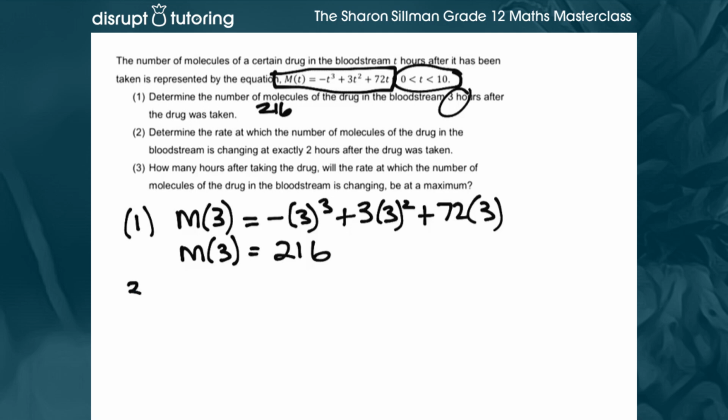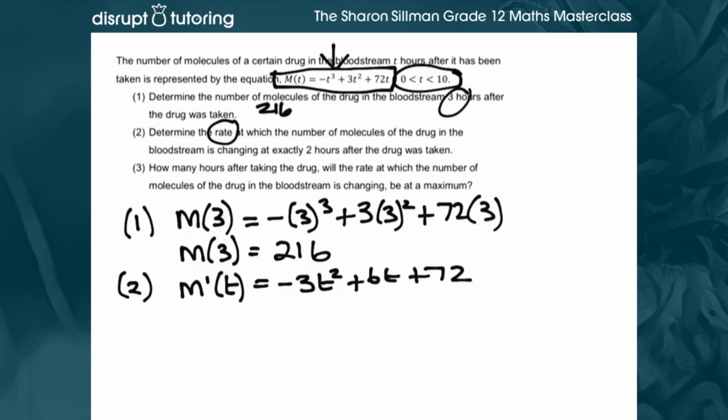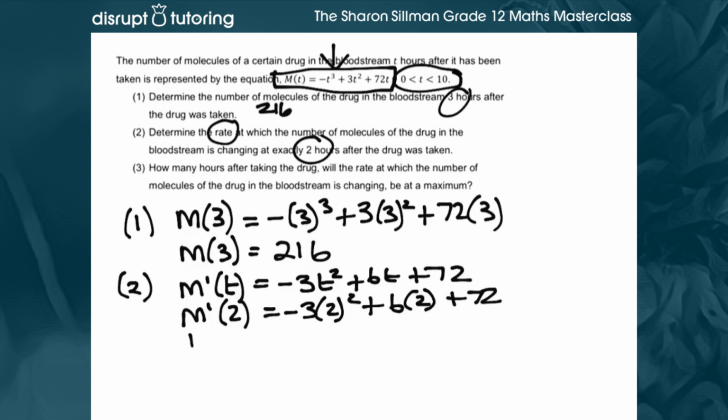Okay, number 2. Determine the rate. Remember, rate tells you you will require the derivative of the function. So I'm going back here to look at the original function to find the derivative. Determine the rate at which the number of molecules of the drug in the bloodstream is changing at exactly 2 hours after the drug was taken. So I'm now going to put 2 into the t place. And using your calculator again, you'll find that the answer should be 72.